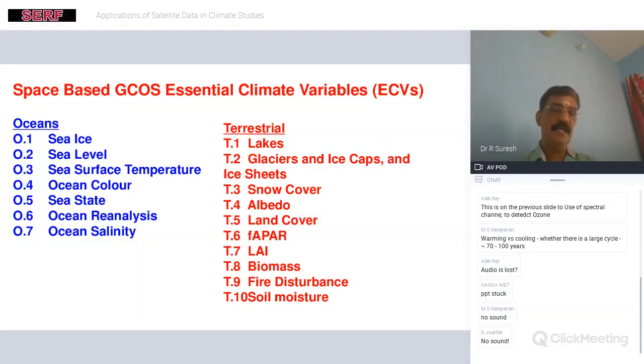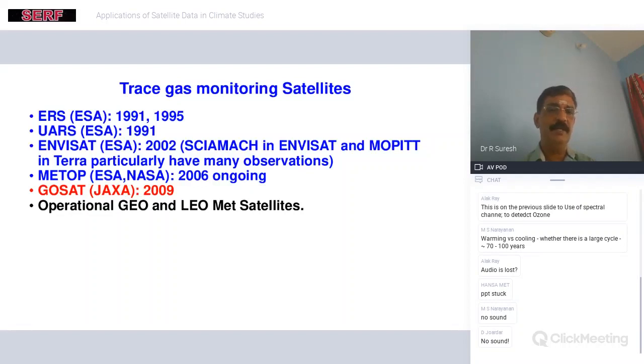On the ocean side, there are items that cause image interpretation problems, especially from the albedo point of view, because ice has a higher albedo, and this also has to be monitored, especially when the climate model uses ice coverage and ice accumulation for long range forecasts. So these are the GCOS variables that have been defined.